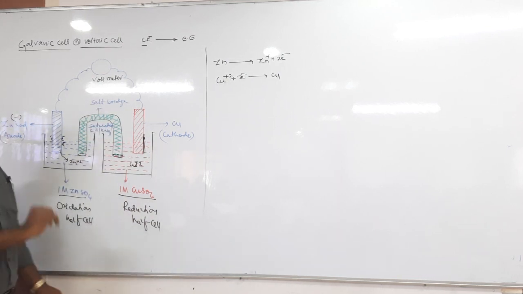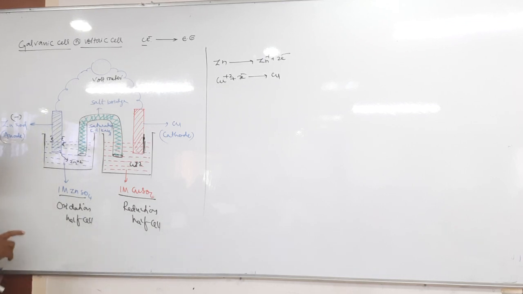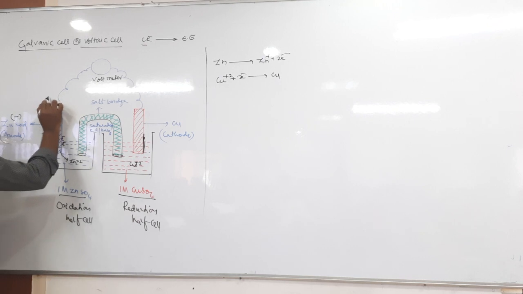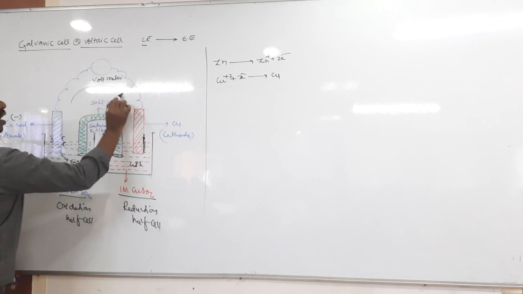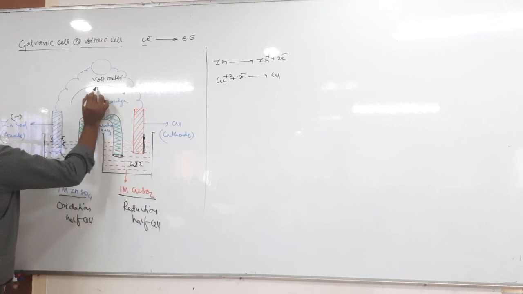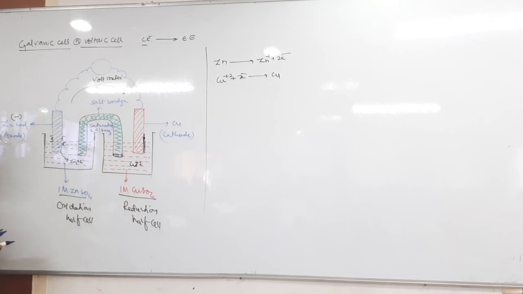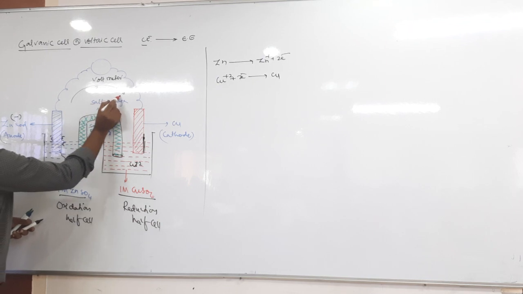Next, what is the flow of electrons? Where to where do electrons flow? The flow of electrons is from anode to cathode. Then what is the flow of current? It is in the opposite direction, right? Cathode to anode is the flow of current.